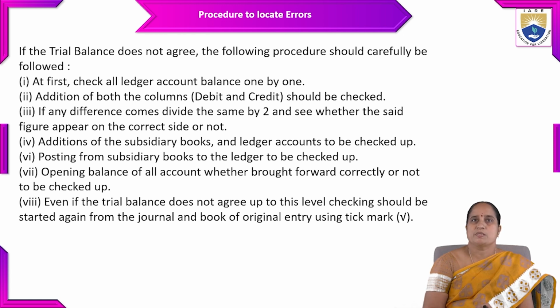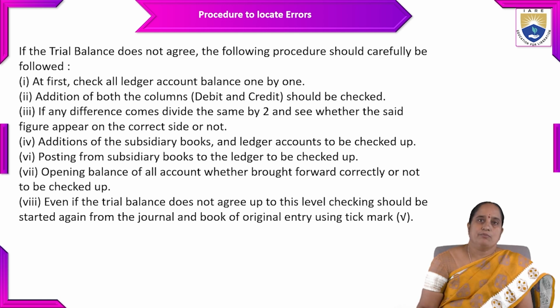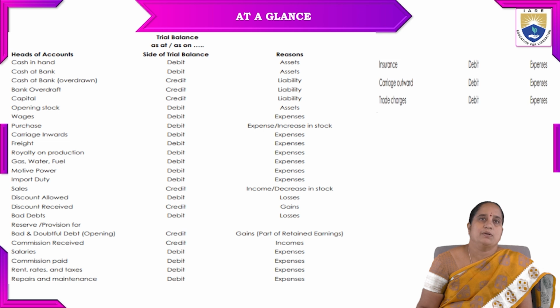Next, additions of the subsidiary books and ledger accounts are to be checked. Next, posting from subsidiary books to the ledger is to be checked. Opening balances of all accounts, whether brought forward correctly or not, are to be checked. Even if the trial balance does not agree up to this level, checking should be started again from the journal and books of original entry using tick marks. So from the beginning, we have to check each and every book, that is journal, ledger, whether somewhere we made any kind of wrong entry. By checking like this, one can easily locate the errors in the trial balance.